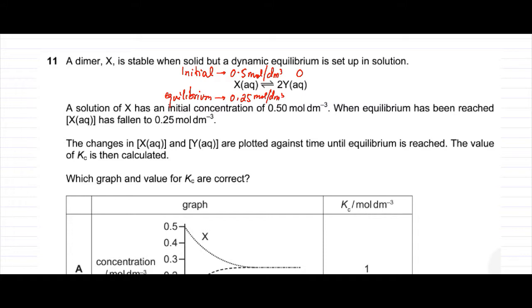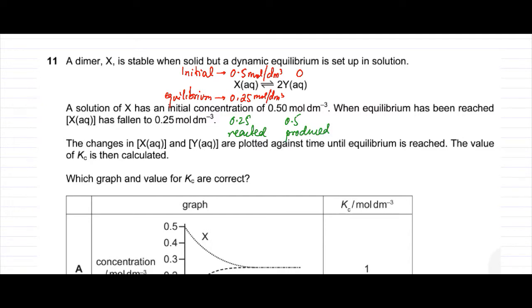Now if you look at the difference, initially you added 0.5, now you have 0.25, which means that 0.25 are missing, which means that 0.25 mole per dm cube reacted. So this is the amount that has reacted. If 0.25 reacted, initially 0.5 added, 0.25 left at the end. So 1 reacts, produces 2. So 0.25 react, they're going to produce 0.5 according to the ratio.